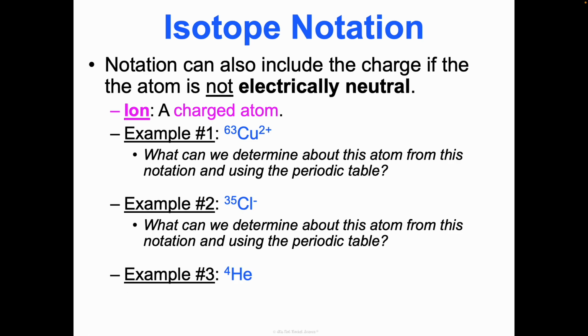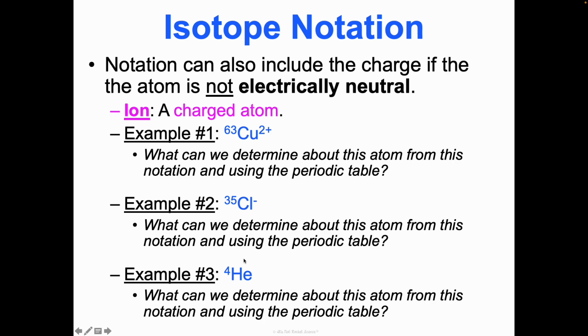All right, for helium. What can we determine about this from this notation and using the periodic table? So He stands for helium. We know it's helium. We look at the periodic table. Helium has an atomic number of 2. So we know that this atom has 2 protons. 4 in this notation is always the mass number, whatever's up here. So mass number is protons plus neutrons. So 4 minus 2 tells me 2 neutrons. So this has 2 protons, 2 neutrons.